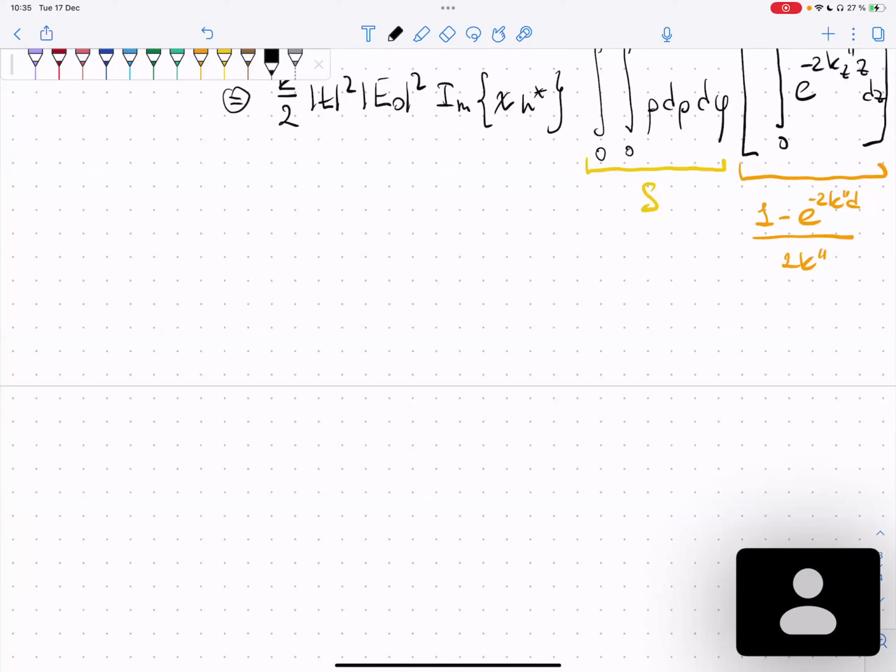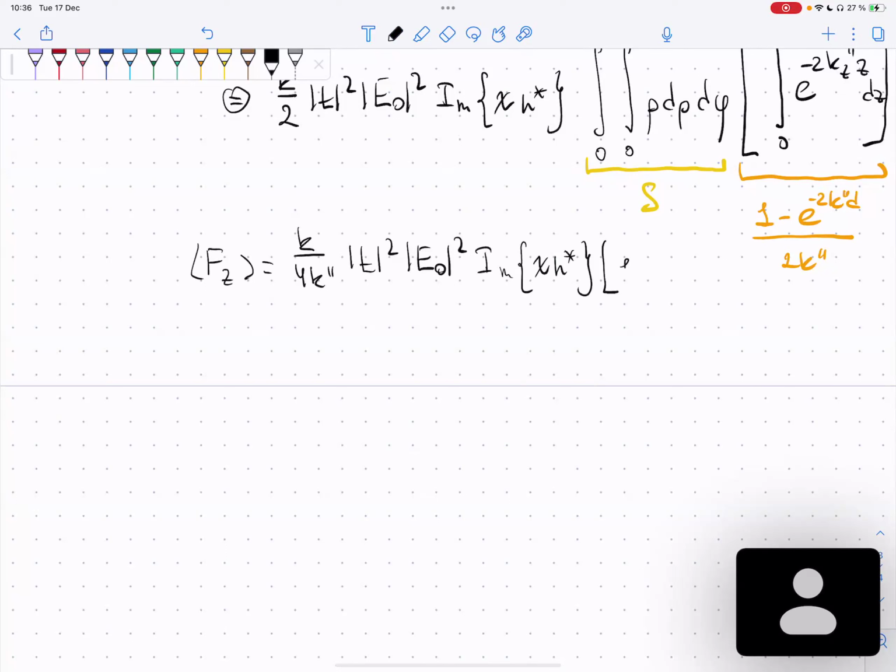So in the end, our force is k over 4k double prime, t squared E0 squared, imaginary part of chi and conjugated, multiplied by 1 minus exponent of minus 2 k double prime d.